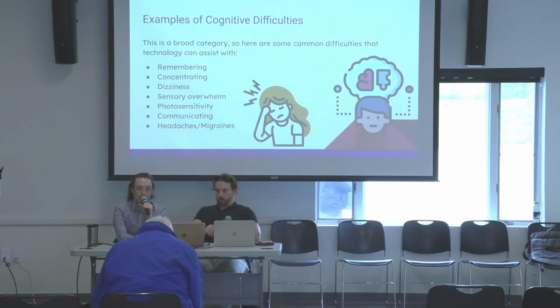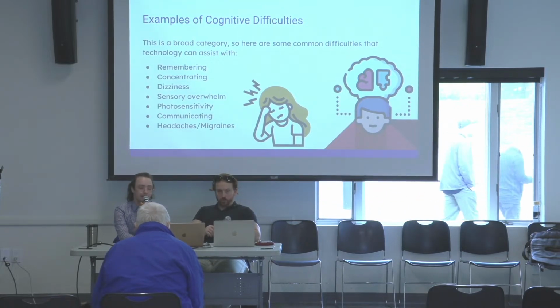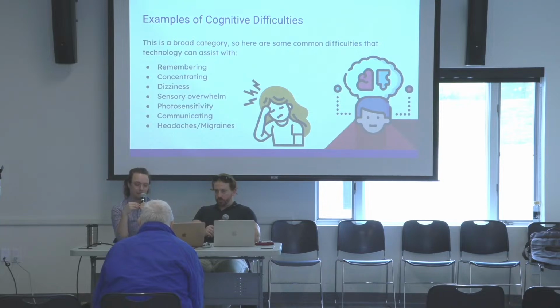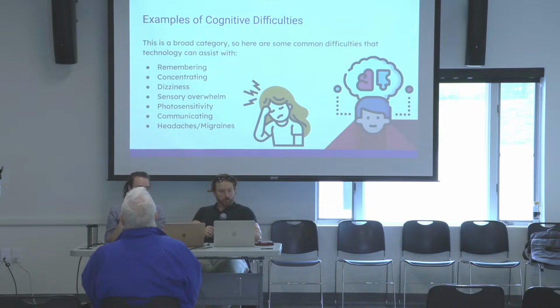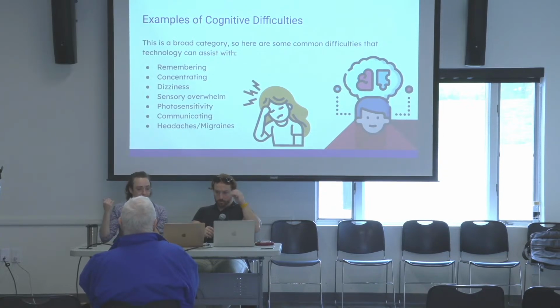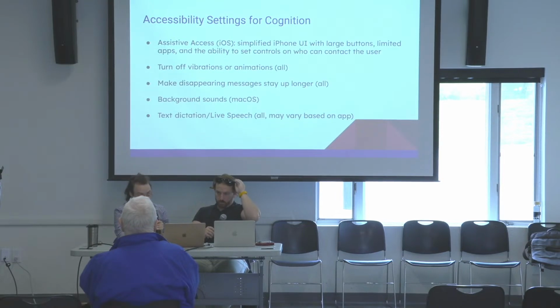That's right. All right. So moving on to cognitive difficulties. This is a really broad category. And again, there's things that could probably help with a variety of things. So just some examples of what I mean when I say cognitive difficulties. These could be problems with remembering, concentrating, dizziness, sensory overwhelm, photosensitivity, so sensitivity to light or flashing lights, communicating, headaches, migraines, etc. Accessibility settings for cognition.